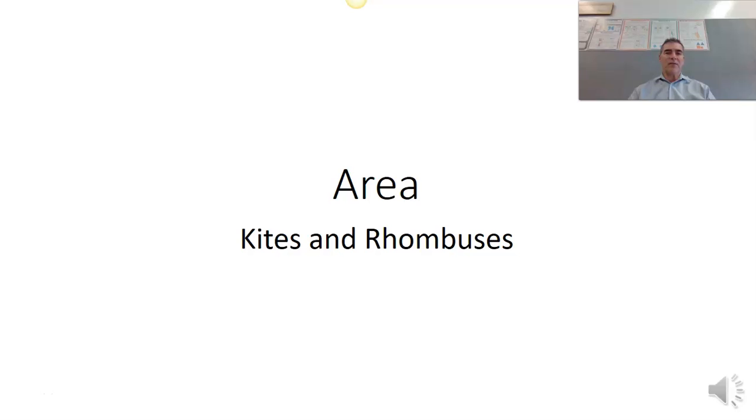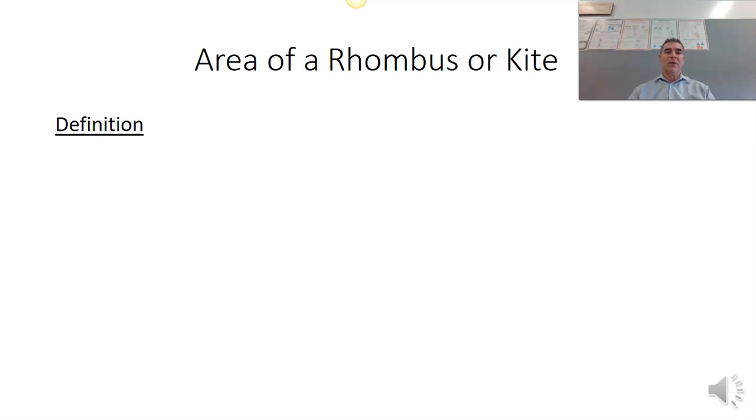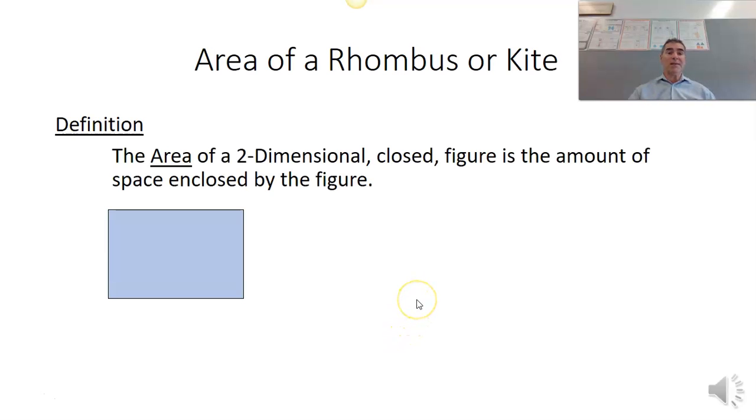Today we're going to focus on finding the area of a kite and a rhombus, and we'll actually have a look at where these formulas come from. But first, we'll have a recap of our definition of area. The area of a two-dimensional closed figure is the amount of space enclosed by that figure.